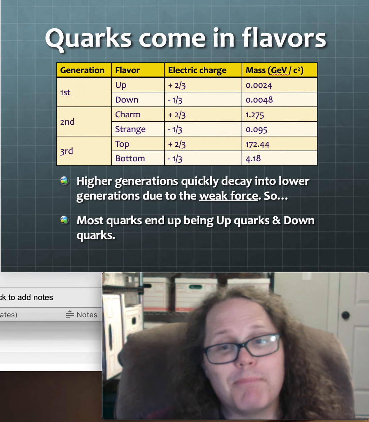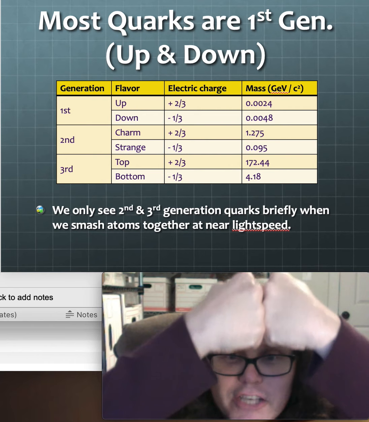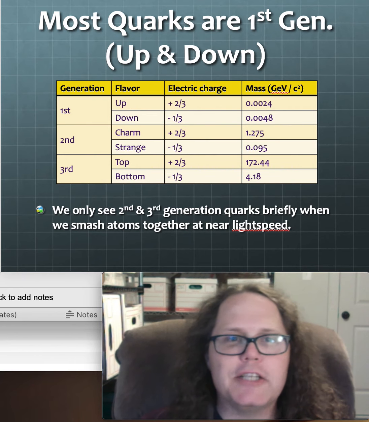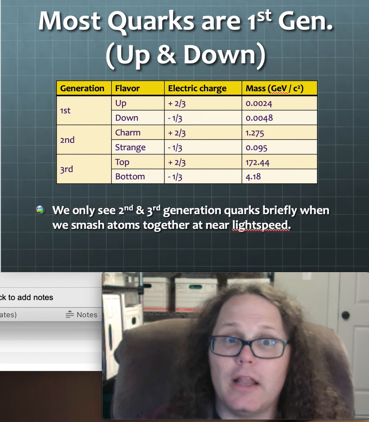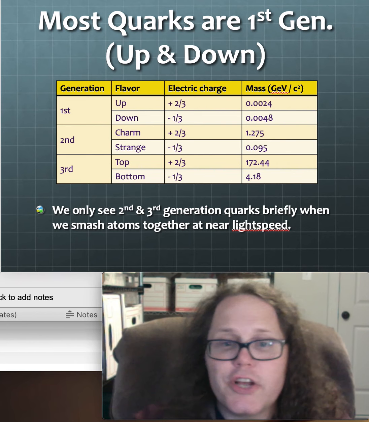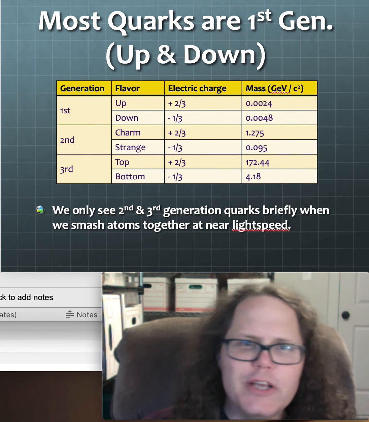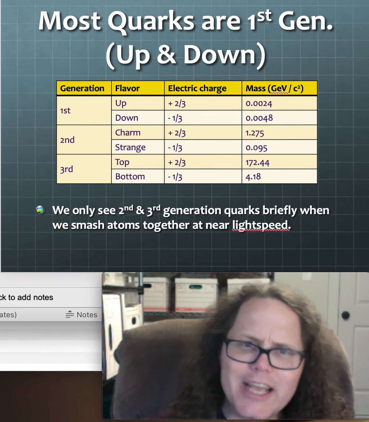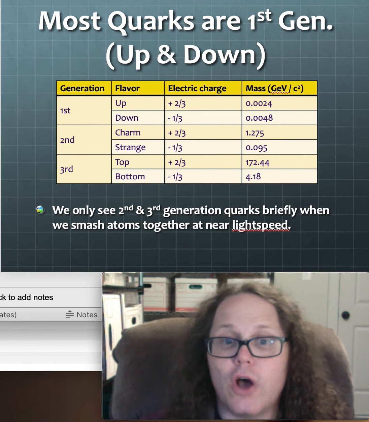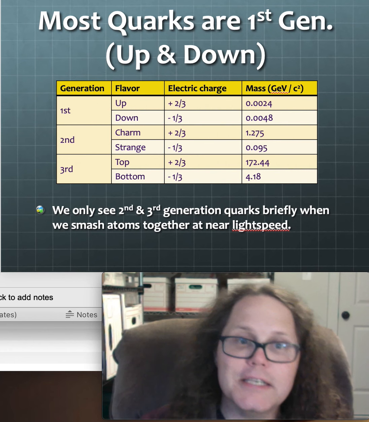Okay, so particle accelerators are these laboratories where you smash atomic nuclei together at near light speed and just see what comes out. When you do this, you often get lots and lots of quarks, all generations of quarks. However, second and third generation quarks are very unstable. They decay very quickly into first generation quarks. So in nature, almost all quarks are first generation quarks, that is, up quarks or down quarks.